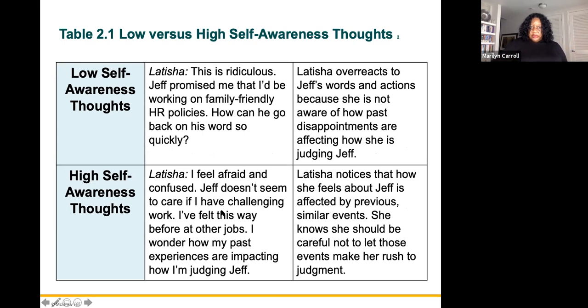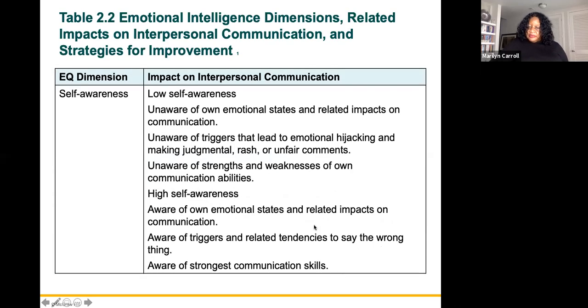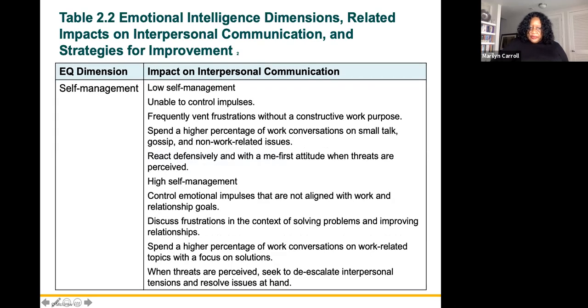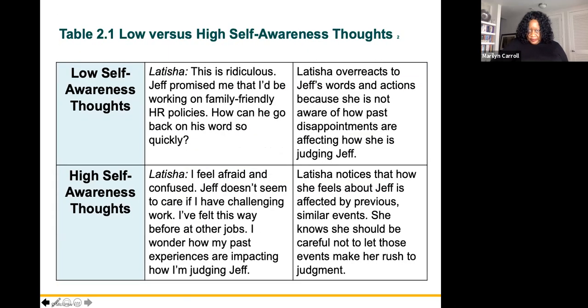So let's look at another one, low self-awareness talks. And this is Letitia. This is ridiculous. Jeff promised me that I'd be working on family-friendly HR policies. How can he go back on his word so quickly? And Letitia overreacts to Jeff's words and actions because she is not aware of how past disappointments are affecting how she is judging Jeff.